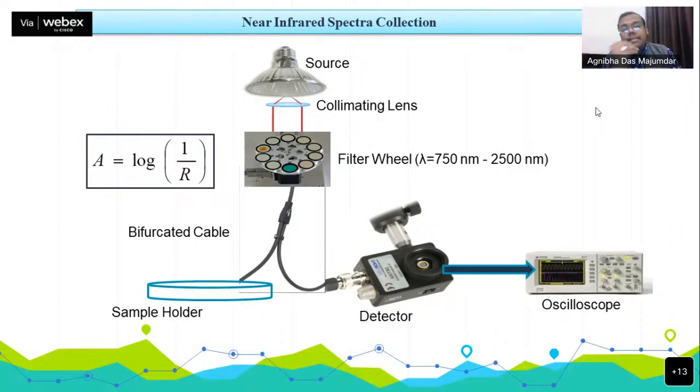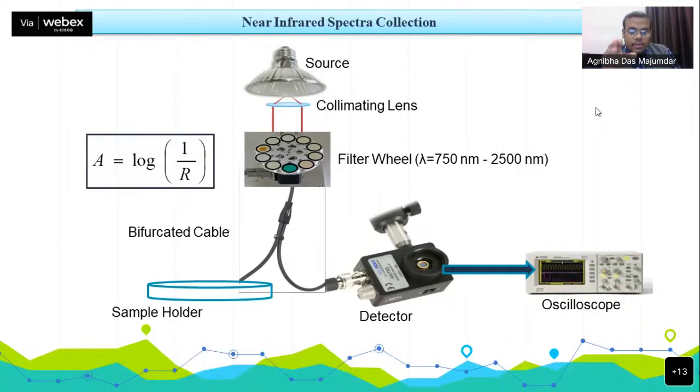Then a collimating lens is there. What is the need of that lens? It gives direction from the source to the filters. In the filters, there are different filters with different colors. If there is a red color filter, it will absorb the red color only and emit the other colors. So the role of a filter is that it absorbs a single wavelength and emits the other wavelengths.